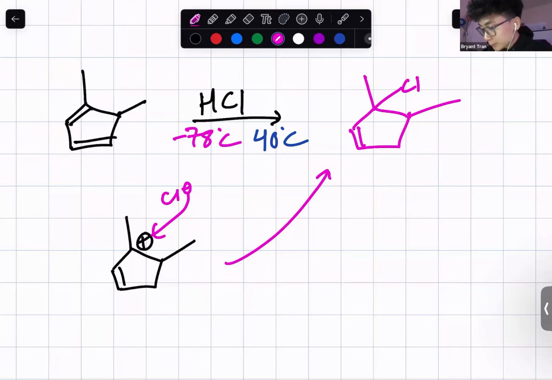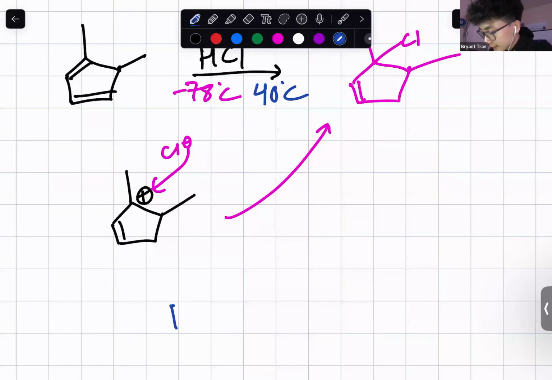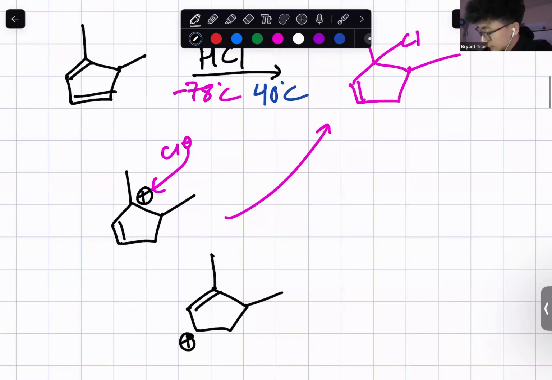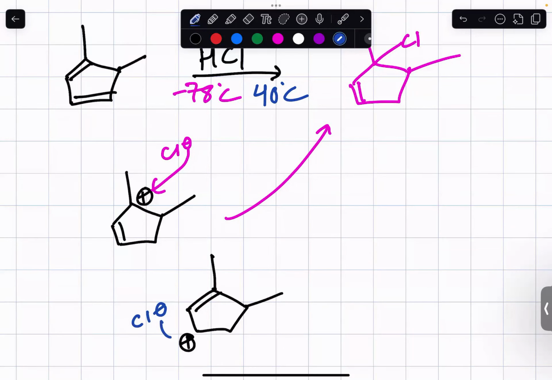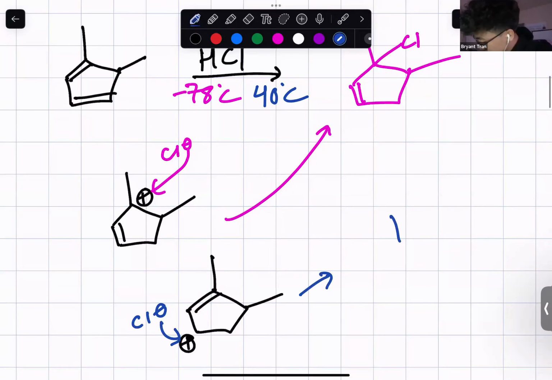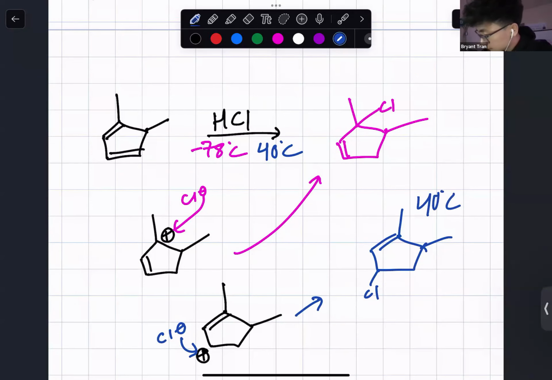The thermodynamic one, if you look at the right resonance set, it should be this intermediate right here, because this is the more stable product, the more stable alkene. Which will lead us to this product right here for the 40 degrees Celsius product. This is the negative 78 degrees Celsius product.